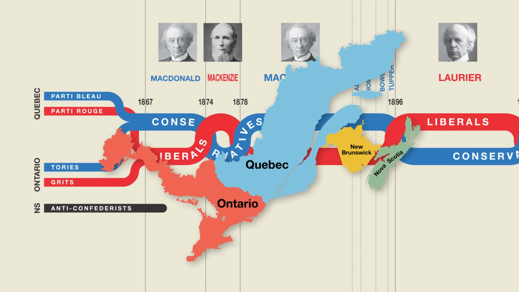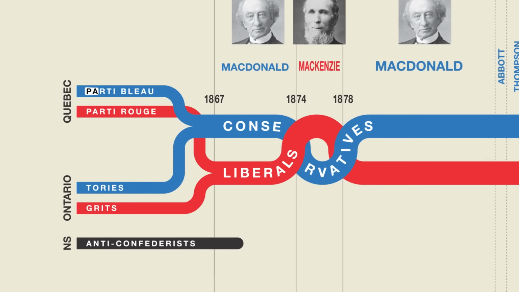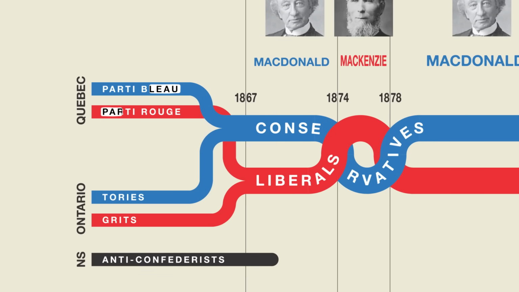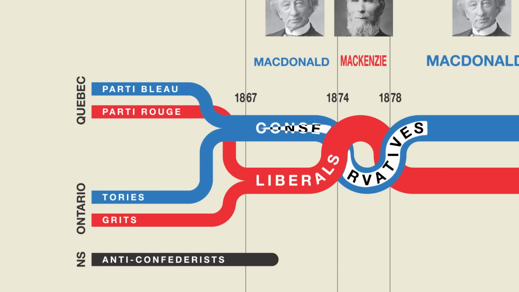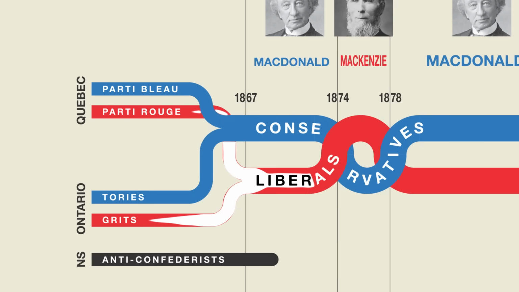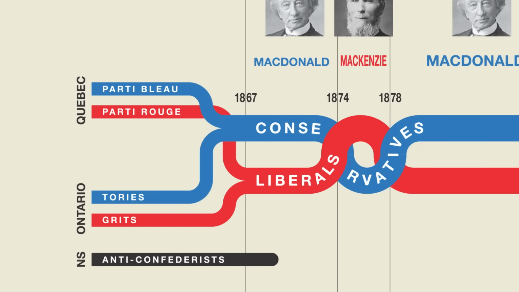In Quebec, the 2 main political parties had been the Parti Bleu, meaning the Blue Party, and the Parti Rouge, meaning the Red Party. Whereas in Ontario, the 2 main parties had been the Tories and the Grits. Since the Parti Bleu and the Tories were both right-leaning, they merged to form the Conservative Party. And since the Parti Rouge and the Grits were both left-leaning, they merged to form the Liberal Party. This explains why, in Canada to this day, Conservatives use blue and Liberals use red. It also explains why the Conservatives are sometimes still called Tories, and the Liberals are still sometimes called Grits.